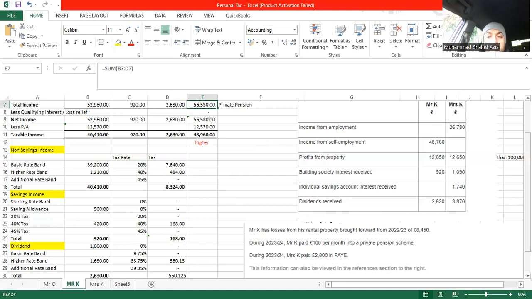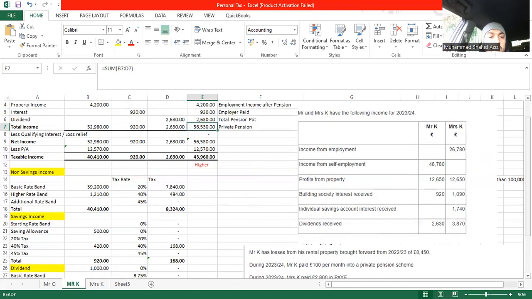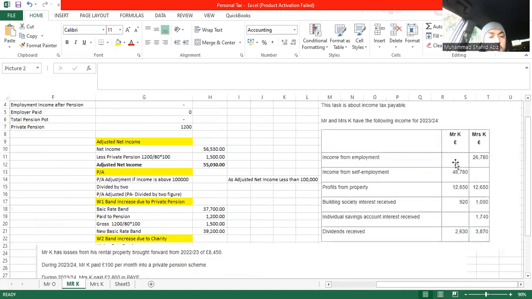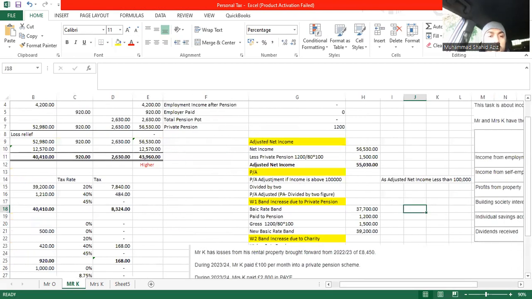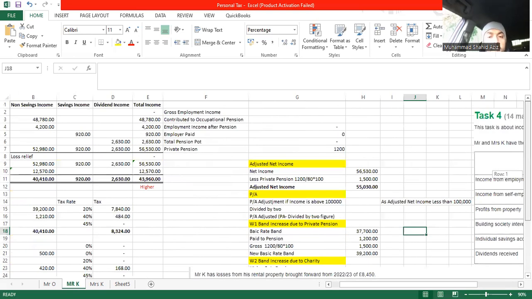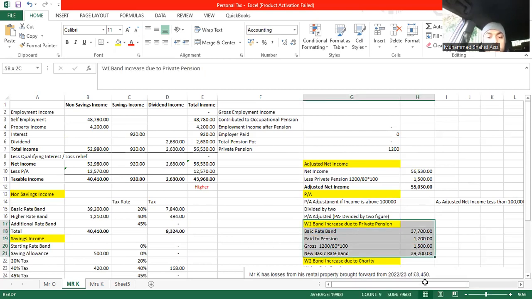If it is more than £100,000, that matters. In our case, our adjusted net income is not more than 100,000, so we don't need to worry about it. The thing we need to do is gross up this pension. The private pension contribution is £1,200. So we need to increase the basic rate band.